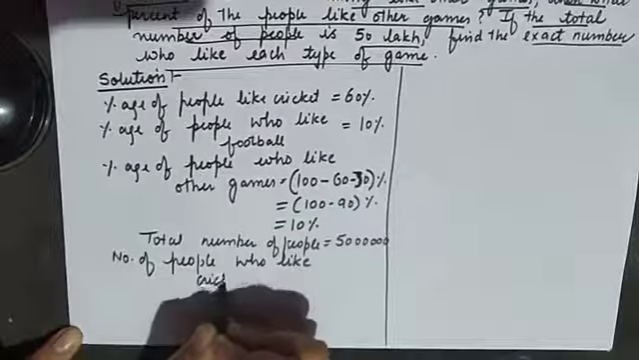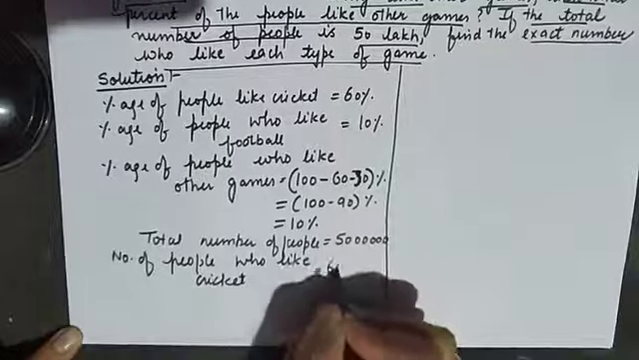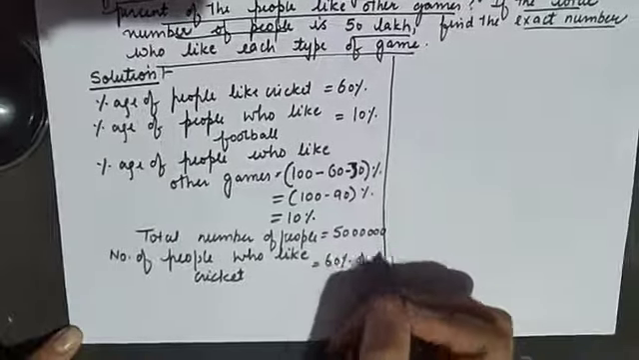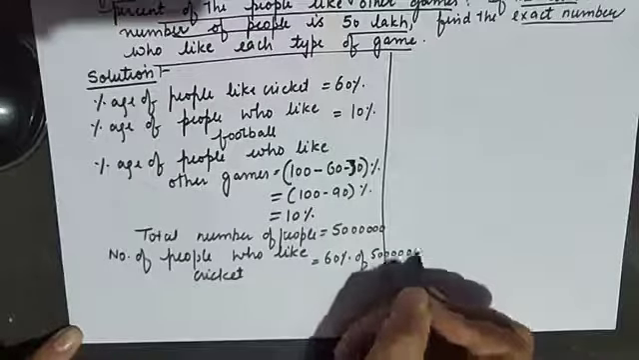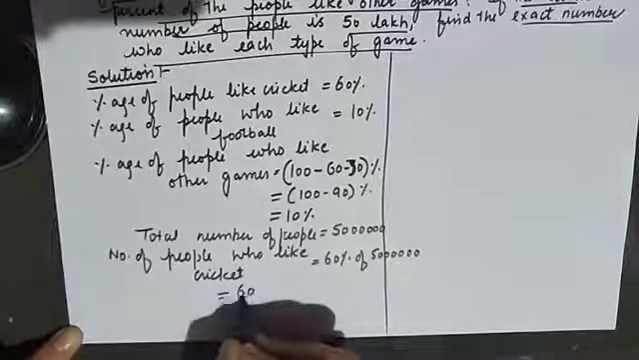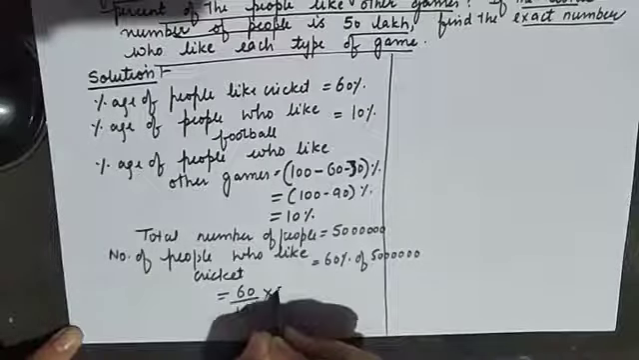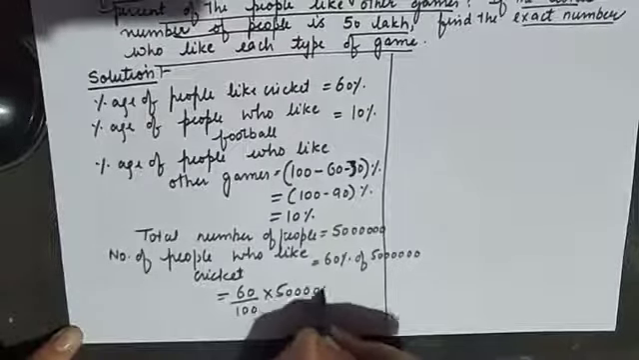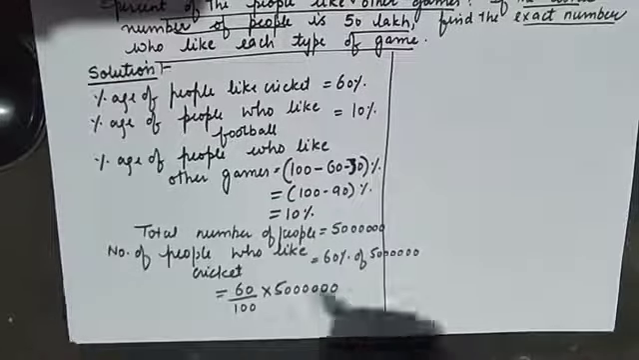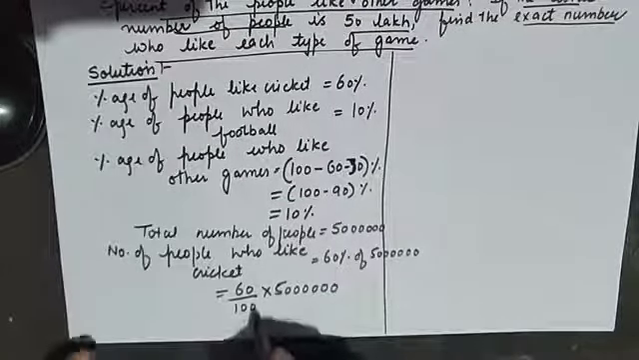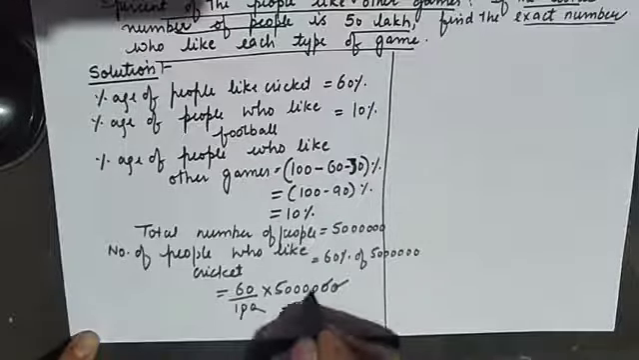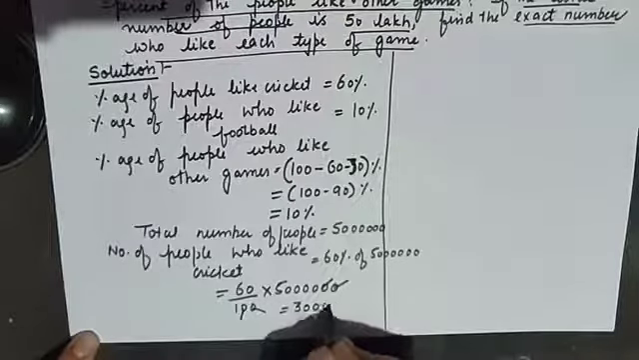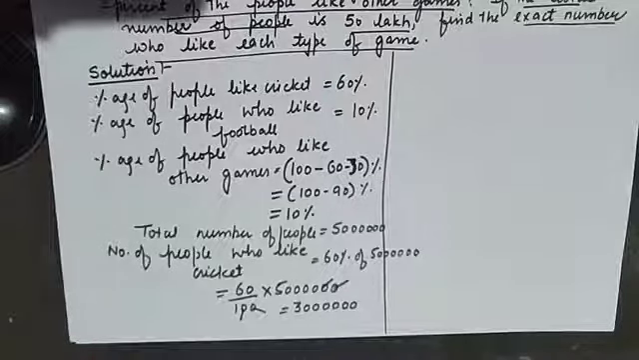Now the number of people who like cricket will be how much? It will be 60% of 50 lakh here. So it will be 60 by 100 into 50 lakhs, right? I told you, whenever you have to change the percentage sign, you just have to put 100 in the denominator. This 0 and this 0 cancel, this 0 and this 0 cancel. So the answer will be 30 lakhs. So 60% will be 30 lakh people who like cricket here.